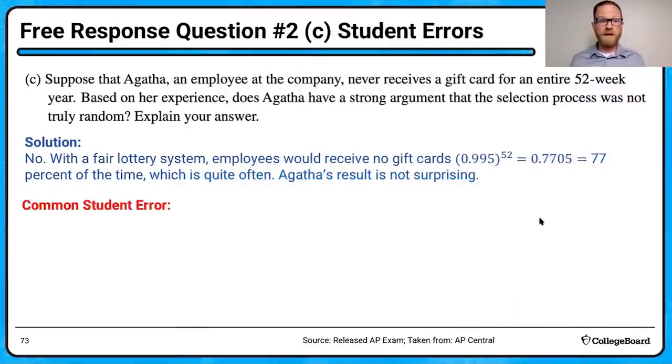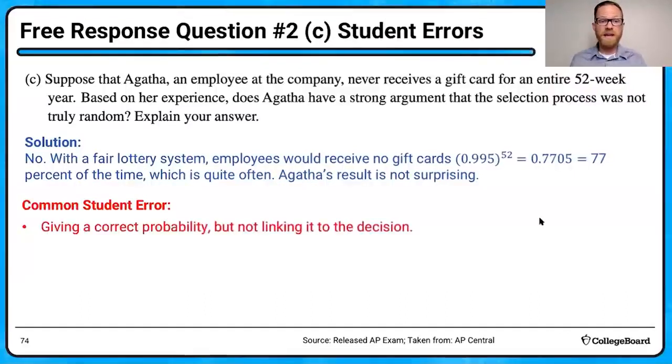Now let's talk about a common student error that we saw on this one here. And that is giving a correct probability, but not linking it to the decision. So the student might calculate the 77% or calculate the 0.26 as the expected value, but then not say anything about why that answers the question here. And I think at some point you have to say that Agatha's result was not surprising based on the number that she calculated.